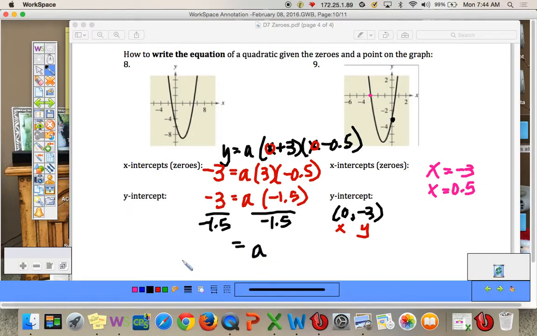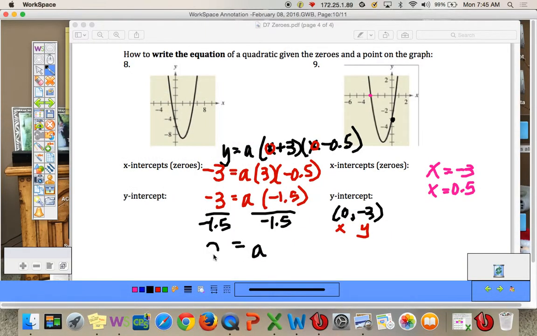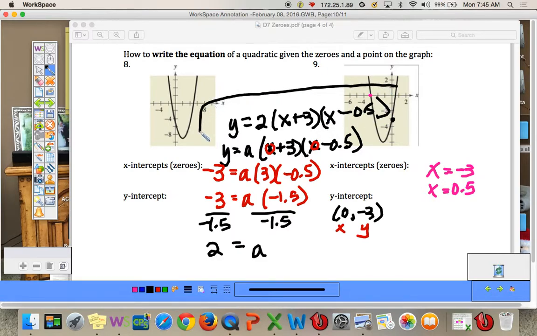So here the a value, or slope, we kind of called it first semester, is negative 3 divided by negative 1.5, so a equals 2. Let's rewrite this equation then. Y equals 2 times x plus 3, times x minus 0.5. And this would be the equation of our quadratic.